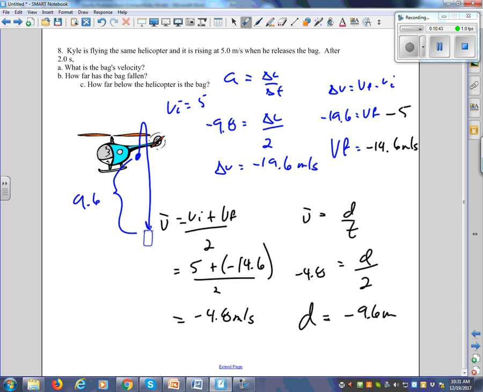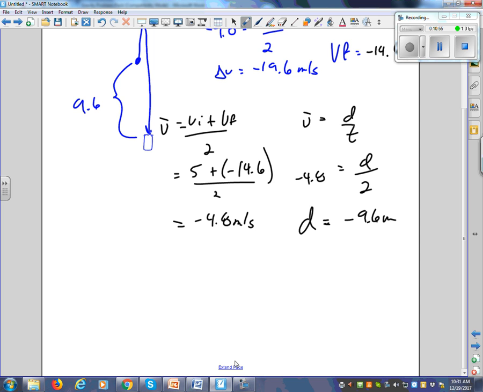Minus 9.6. But in the meantime, Lane, what's the helicopter doing? Going up. The helicopter's going up, isn't it? At how much? 5 meters per second. So for the helicopter, v bar equals d over t. The helicopter is traveling at 5. Put a 2 down there. The helicopter rises 10 meters.